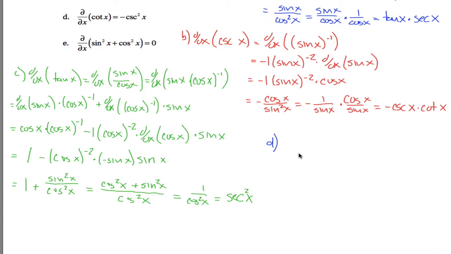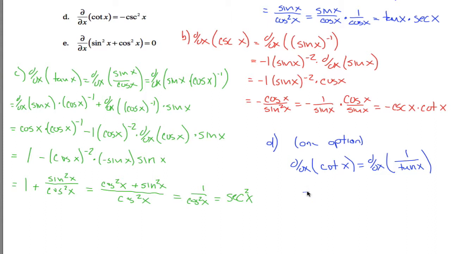Part D, find the derivative of cotangent of x. All right, a few different ways you can do this. I'll probably just do one option. One option is to say that the derivative of cotangent of x is really just the same as the derivative of 1 over tangent of x. So you could say cotangent is cosine over sine, or you could say it's 1 over tangent.